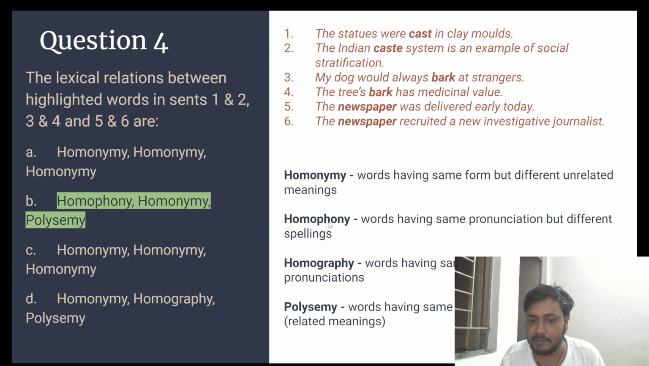Now the trick becomes when words have both the same spelling and the same pronunciation, which is the same form. In that case, you have to look at what the words mean. If they mean something completely different, like barking at strangers or the bark of a tree, then that is homonymy. But when they are talking about essentially the same thing but from different senses or perspectives, like the newspaper item versus the newspaper organization, then both are related to the same thing but have different meanings. That is why this is an example of polysemy.